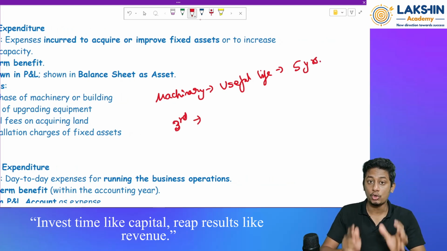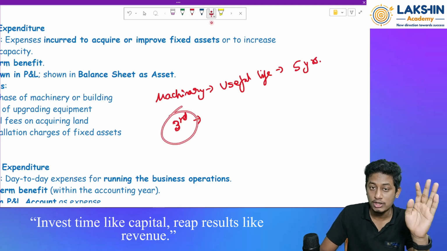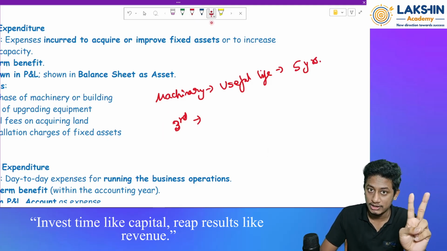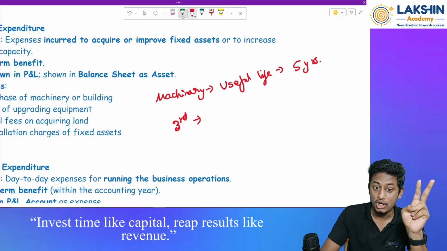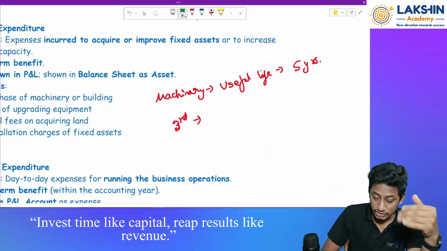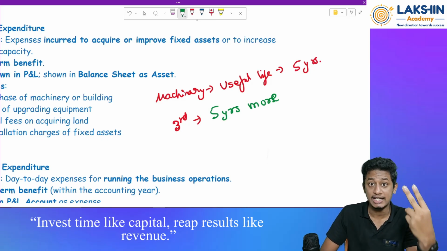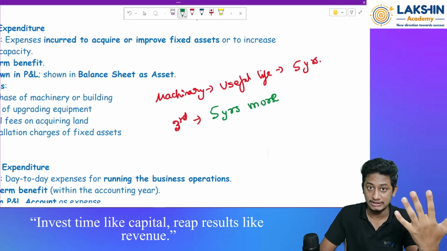I incur so much of expense that, see, on the third year, what was the useful life remaining? 2 years. Okay. Now, because of the big expenses I have made, the usage life has increased by 5 more years. From 2 remaining years, I can now use it for 5 years.